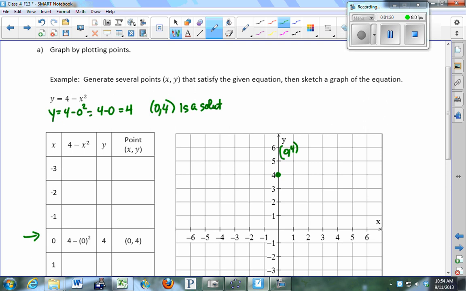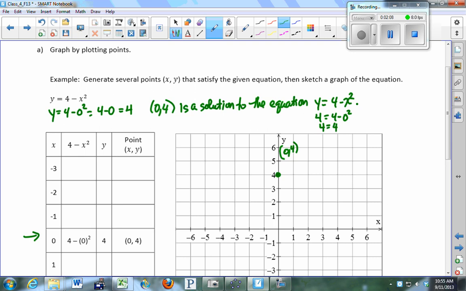We also say that (0, 4) is a solution. It represents one solution to the equation y equals 4 minus x squared. Why do we call it a solution to that equation? How do you know that something is a solution? It's sort of a basic question, but not all students know how to answer that. Ian? If I plug it into the equation, what's going to be true, Ian? It's not just plugging it in. I can plug any point into an equation. What makes it a solution? What's equal?